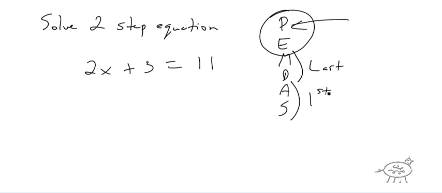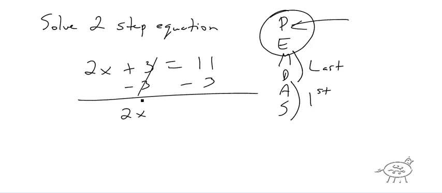All right, so first we're going to subtract 3. You do the opposite of what it is, and then we have 2x. That cancels. 2x equals 8. And then you're going to divide both sides by 2. So x equals 4.